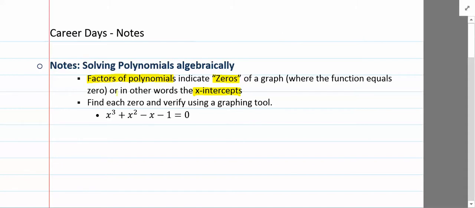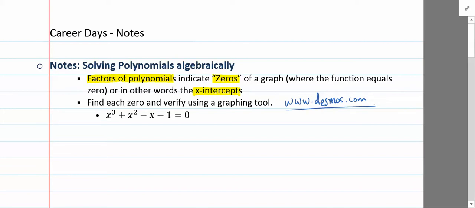So what we're going to do in the rest of this video, and perhaps into the next, is find each 0 and verify those zeros by using a graphing tool. I'm going to use the TI calculator. You could also go to the website desmos.com, D-E-S-M-O-S dot com, if you don't want to start up your calculator. That's a good graphing tool that you can use to verify these answers.